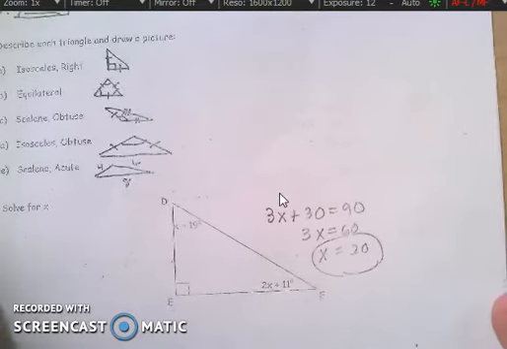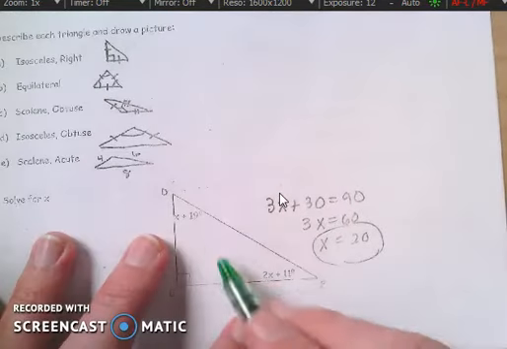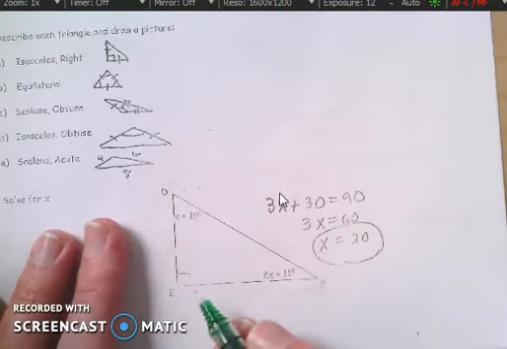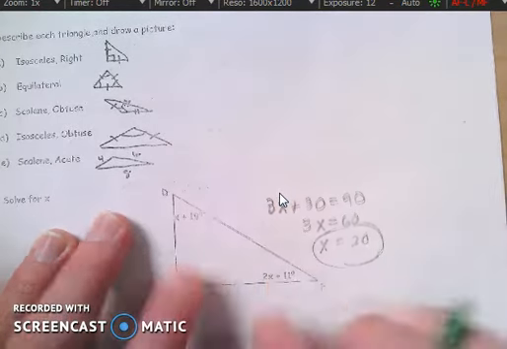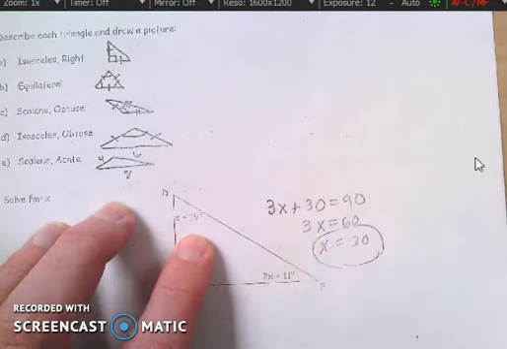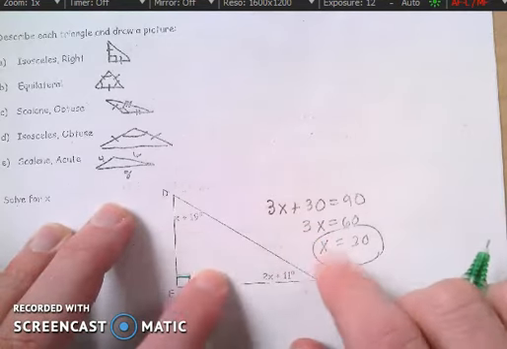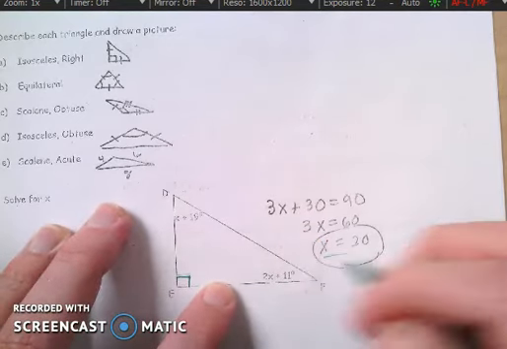Alright. This one we're solving for x. We know that these two angles here are in a right triangle, so we have the right angle right here. Well, if there's 90, these two have to add to 90, so that's why I went ahead and set them equal to 90. Solve, and we get x equals 20. We're just solving for x.